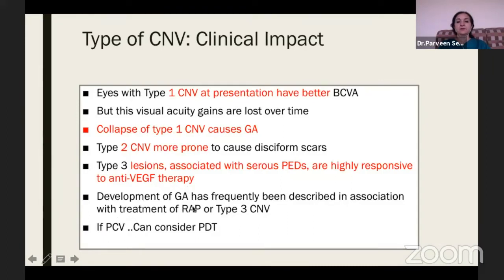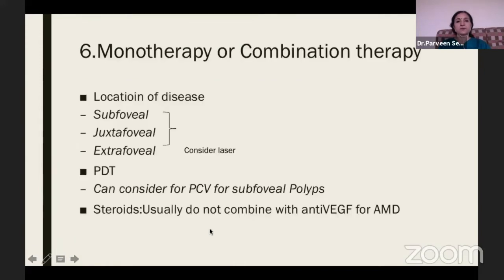And if you see PCV, you could consider PDT and not just monotherapy with anti-VEGF. So again, as I just mentioned, whether you're going to do monotherapy or combination: in cases of extrafoveal lesions, thermal laser, as was told by the previous speaker, and PDT for subfoveal lesions, only when you see patients with PCV. Usually, steroids do not form a mainstay of therapy in neovascular AMD, but in certain specific conditions you could consider them.